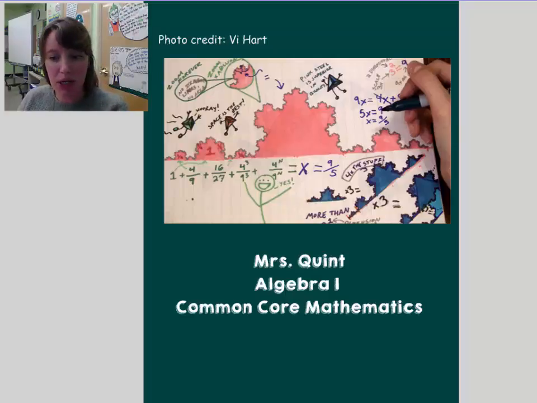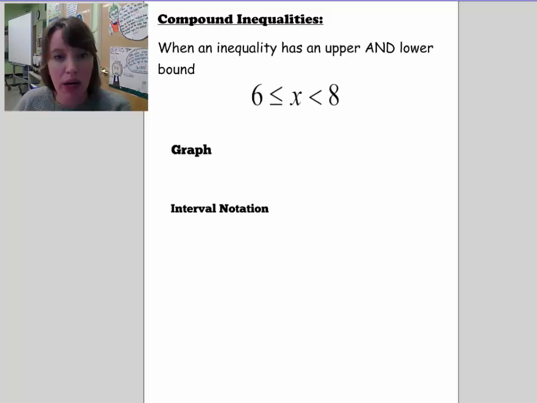Welcome back. Today we're going to talk about compound inequalities. A compound inequality is an inequality that has an upper and a lower bound. So for instance, if x is sandwiched in between, this says that x is greater than or equal to 6, and it also has an upper bound of 8. So x can be strictly less than 8 and greater than or equal to 6.